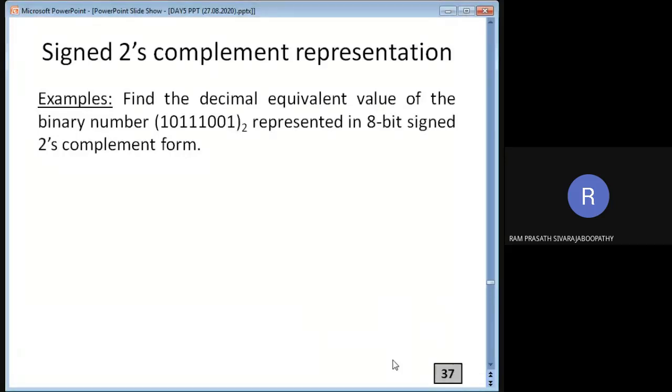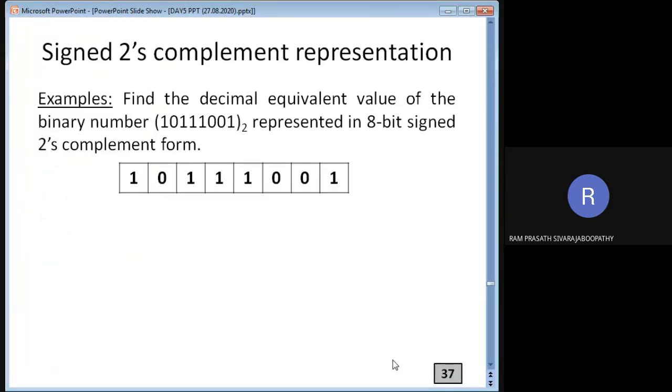10111001. Okay, you have to find the decimal equivalent of the number represented in 8-bit signed 2's complement form. Okay, again what we have to check? MSB என்ன இருக்கு? 1. So what about the sign of the number? Positive or negative? Negative.